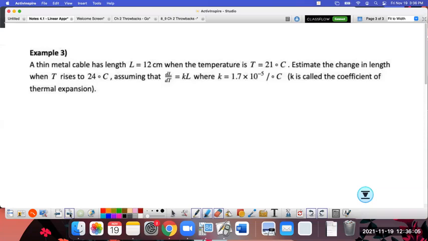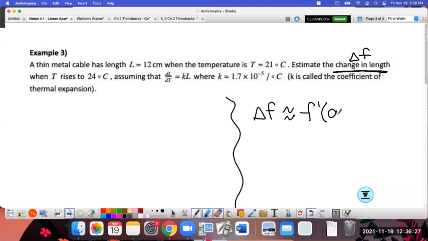There's a key phrase in there. Change in length tells me that I'm looking for the change in outputs, which, as a reminder, means that we are going to be doing, look at the front if you need to remember, f prime of a times delta x. So let's go ahead and label the rest of the information in here. I know dL/dt is the Leibniz notation for derivative. So this is my f prime of x technically. That's my derivative.